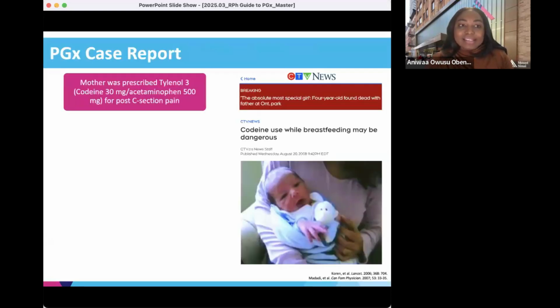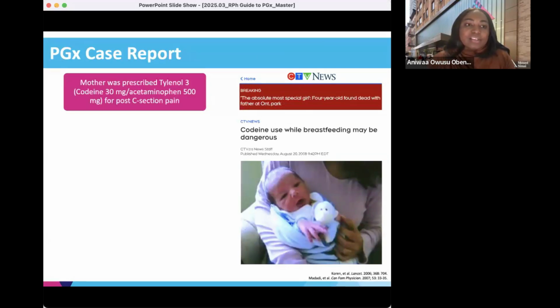So this is a case that happened in Canada, and the news outlet reported a title. Oh, sorry, I'm reading the wrong title. Codeine use while breastfeeding may be dangerous. So that was the news article right there. That codeine use while breastfeeding may be dangerous.